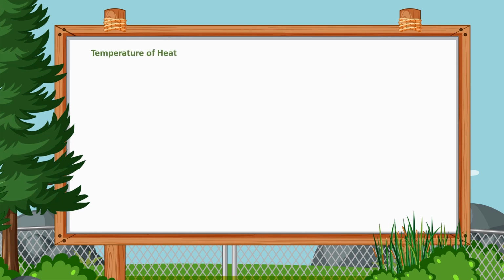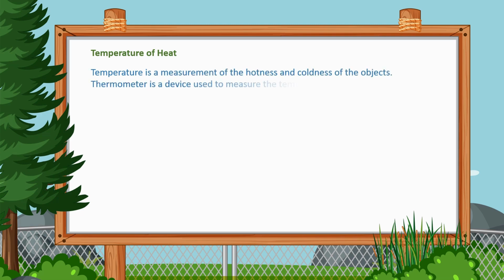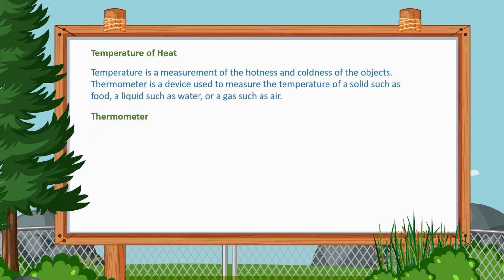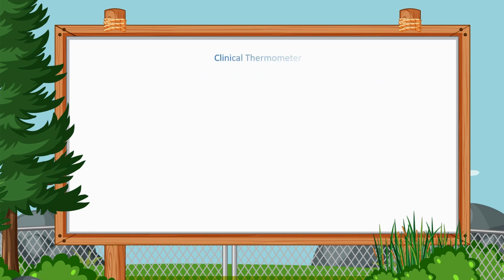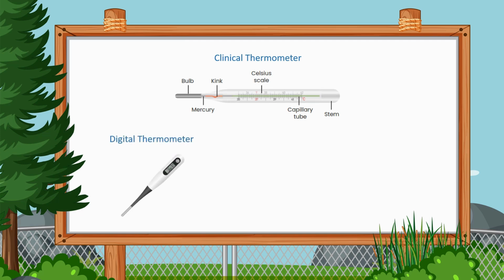Temperature of heat. Temperature is a measurement of the hotness and coldness of the objects. Thermometer is a device used to measure the temperature of a solid such as food, a liquid such as water, or a gas such as air. Thermometer. Types of thermometer. There are 3 types of thermometers. They are clinical thermometer, digital thermometer, laboratory thermometer.